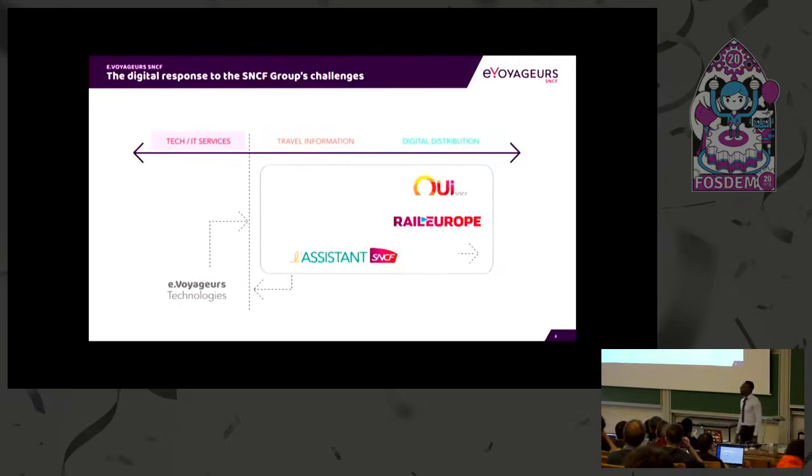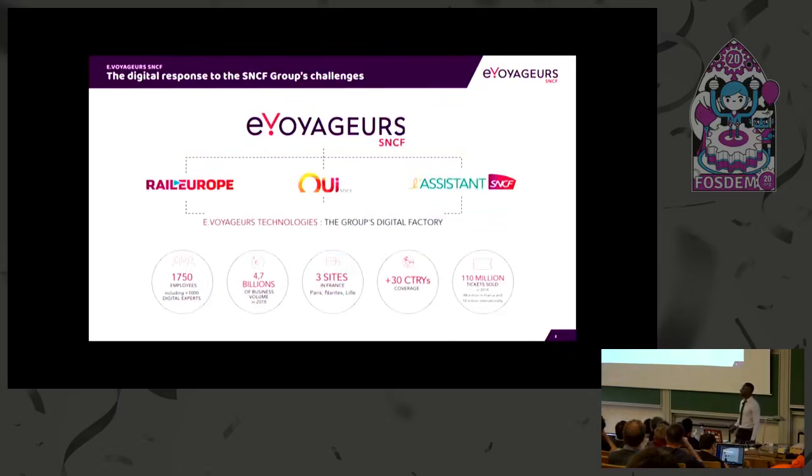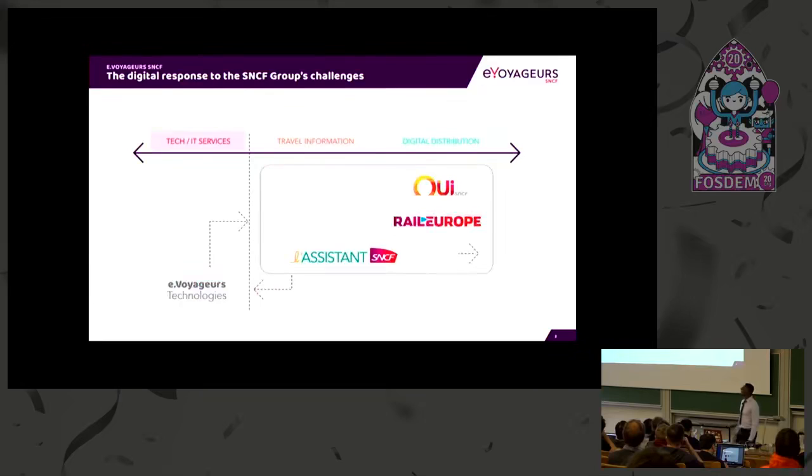We are almost 1,500 employees working in 3 sites, Lille, Nantes, and Lille. I work in Lille. We address 2 main challenges: digital distribution through we SNCF and Rail Europe internationally, and travel information via the mobile app, l'assistant SNCF. We are delivering IT services to them.